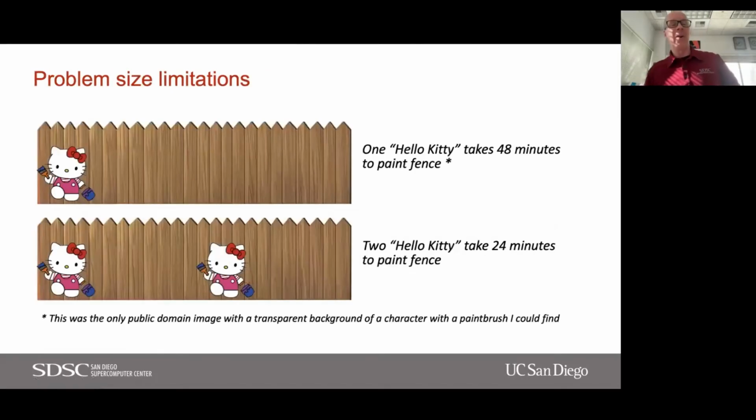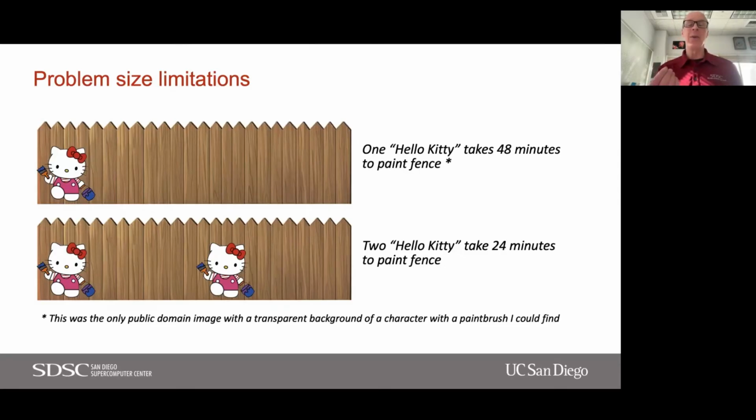So I'm starting off with problem size limitations. The only reason that I'm using Hello Kitty with a paintbrush in this example is that it was the only public domain image with a transparent background of a character with a paintbrush that I could find. And this is a really common example in introduction to parallel computing. So let's say that we have one person, or in this case, one kitty, painting a fence. And we'll assume that it takes 48 minutes for the one kitty to paint the entire fence.